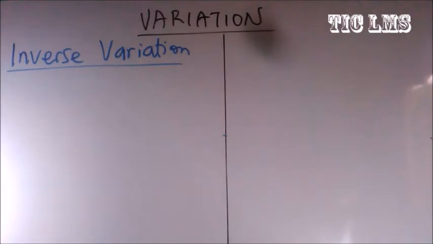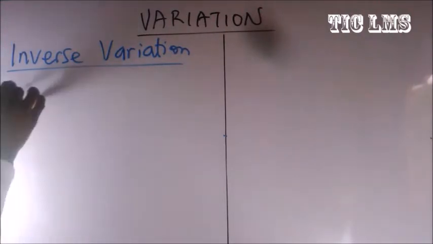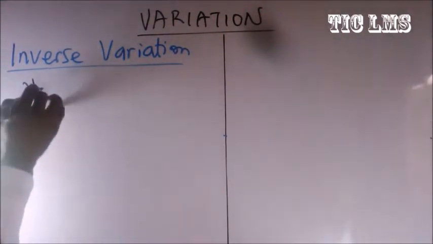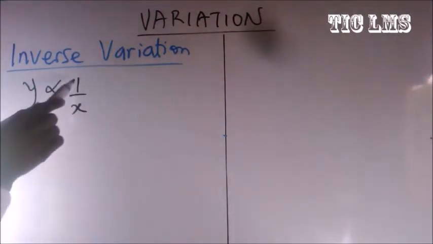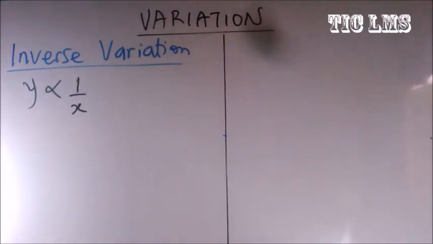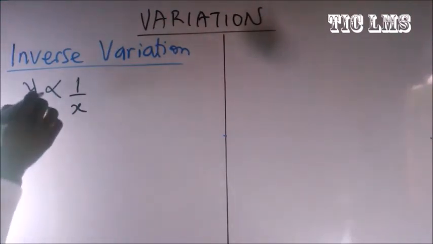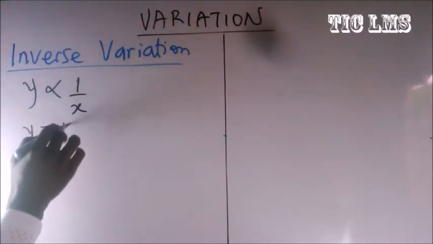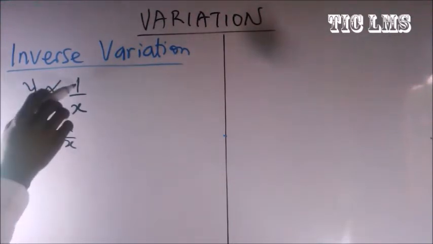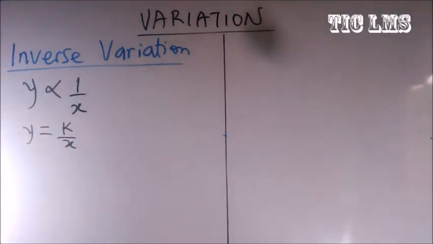We move on to the next type of variation, which is called the inverse variation. Now in inverse variation, we have one of the variables inversely proportional to the other, and it is written like this. For instance, we could have y is inversely proportional to x. This is the proportionality sign, while the inverse is 1 over x. When the proportionality sign is removed, it is replaced with equal to k over x.